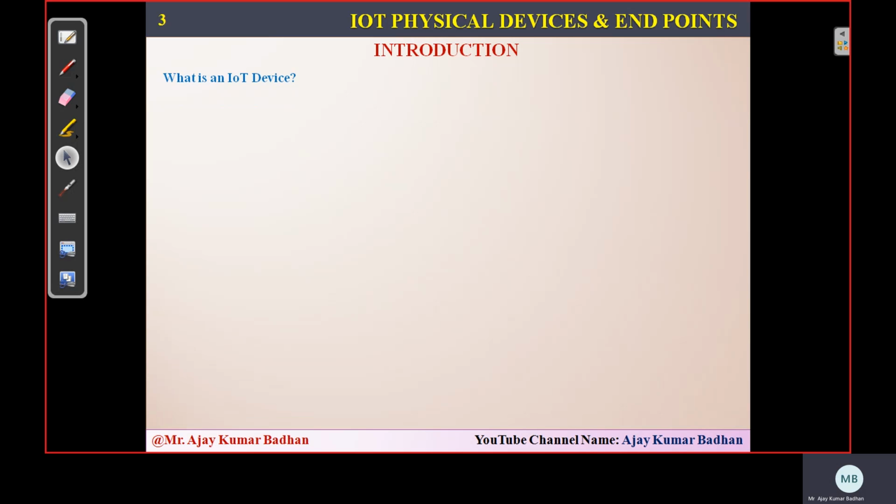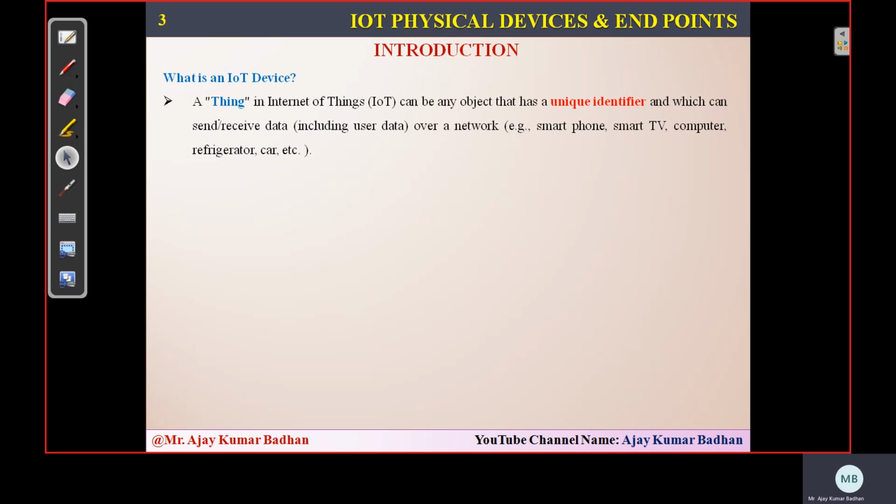So basically, let's first recall the previous session. What do you mean by Internet of Things? What do you mean by an IoT device? We said that in Internet of Things, the thing is most important. The thing here is nothing but an object, or we can say a device, and it has a unique identifier. Every device will have one ID, and using that ID, this device can either send or receive data.